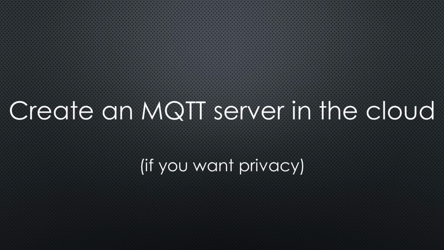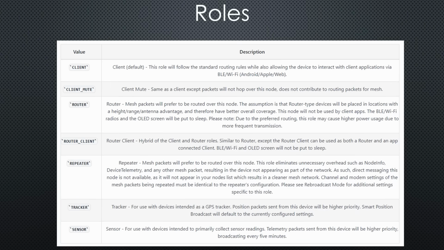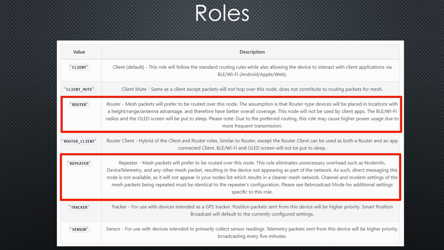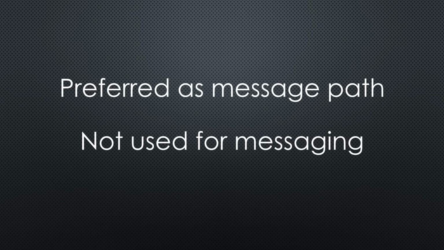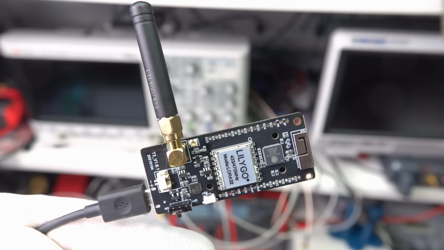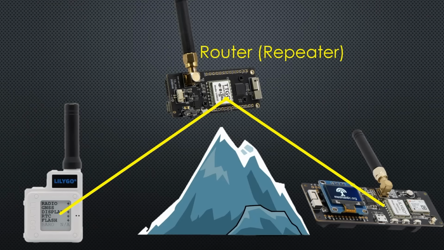For more privacy, you could create your own MQTT server and connect your meshes to this server. I promised that we would talk about nodes placed at a good location. Meshtastic offers a particular role for such nodes: router or its simpler sibling, repeater. Because of their excellent position, they are preferred for message transfers. They usually are not used to creating or reading messages. This fits perfectly with our LoRa board without batteries and without a smartphone connection. It becomes our router and extends the range of our mesh without internet access.